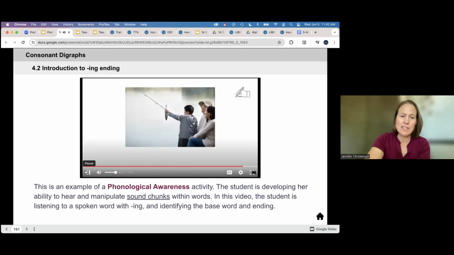Okay, so this is a phonological awareness activity, and that just means you're helping the student to be aware of sounds within words or sound chunks within words. So the student first is identifying a base word and an ending, and then they're splitting it into syllables.